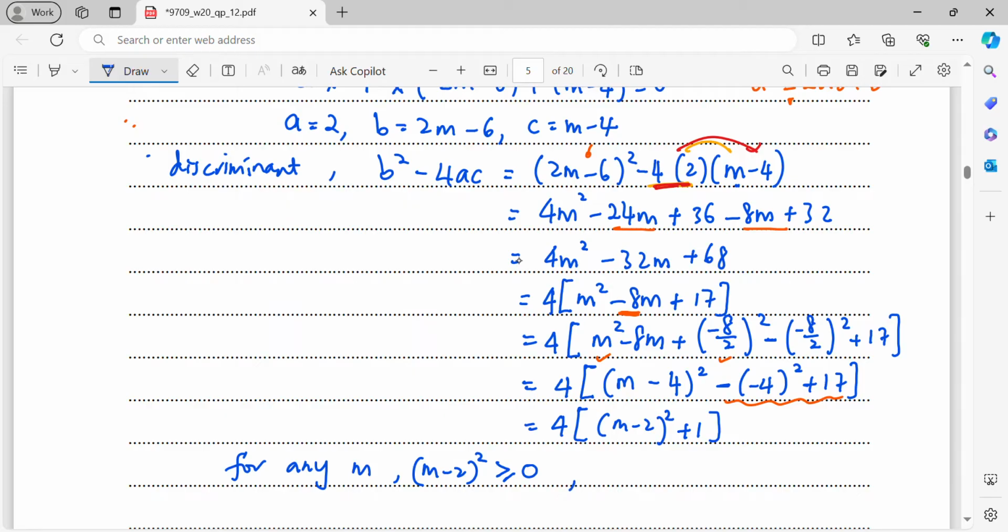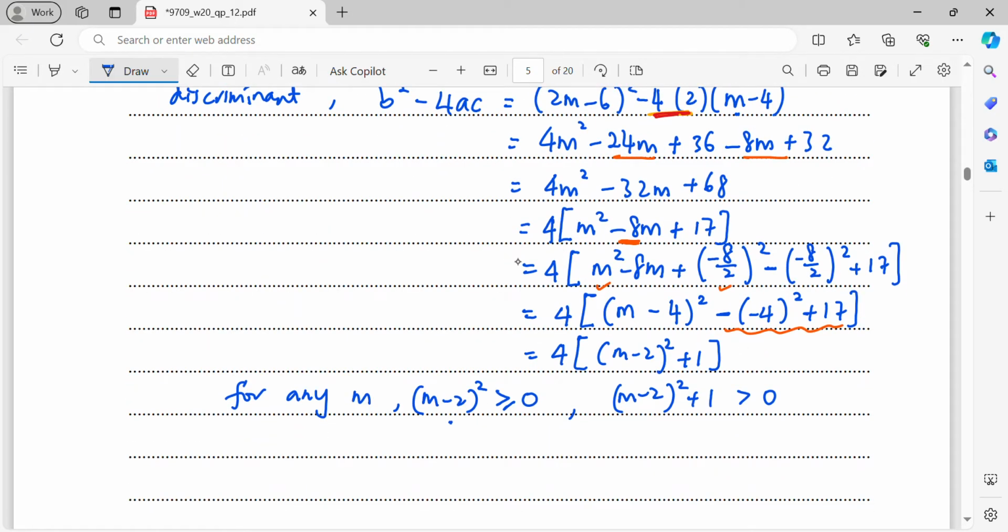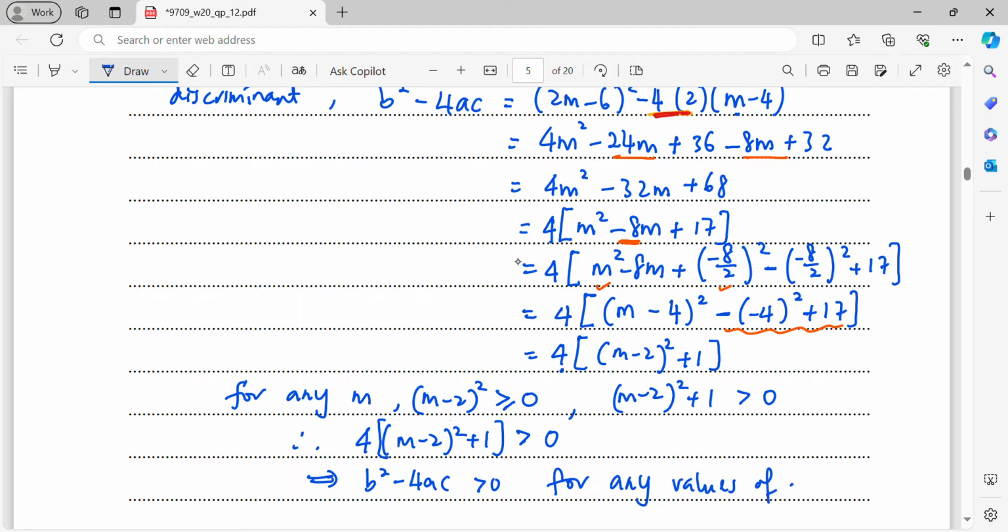So then from here, m minus 2 squared plus 1, since the minimum value for the square is 0, when you plus 1, it will be greater than 0. So therefore, when you multiply with the 4 outside, 4 bracket m minus 2 squared plus 1 is definitely greater than 0 because you multiply with positive 4. Hence, b squared minus 4ac is greater than 0 for any values of m.